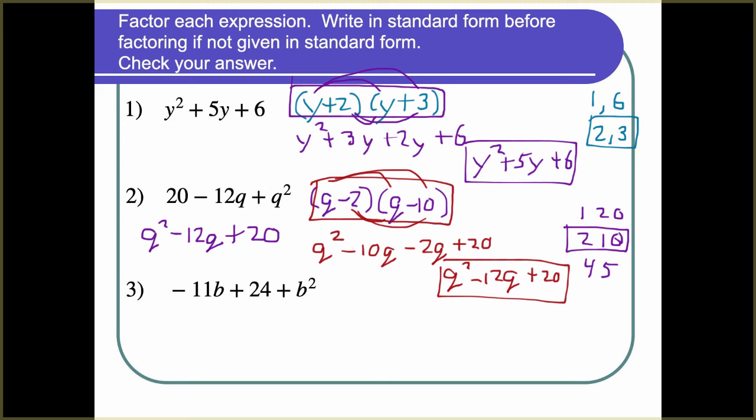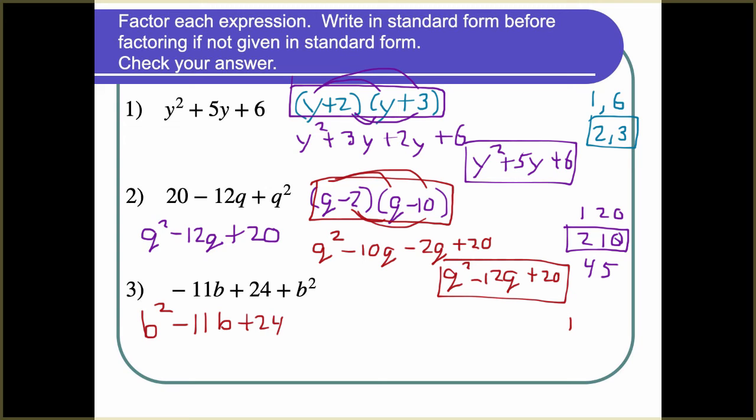So for our last one, again, it's not in standard form, so we need to write it from highest degree to lowest. We get b squared minus 11b plus 24. Now we're looking for numbers that multiply to 24 that will add up to a negative 11. Like the one above, we need two numbers that are going to multiply to a positive 24 and add to a negative 11. Since our last term is positive, our middle term is negative, we need two negative factors.